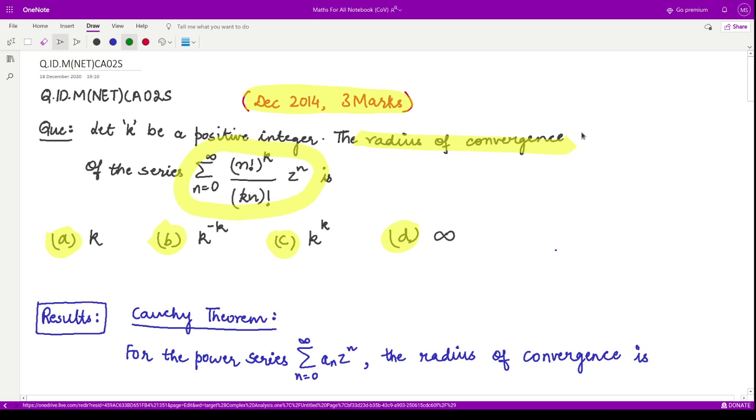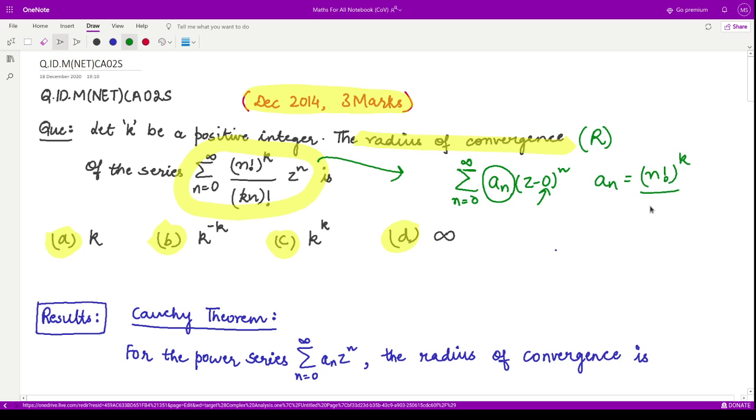So here, let us denote the radius of convergence by the letter capital R, and in this power series, we can write it in this form: sum n varies from 0 to infinity, a n z minus 0 raised to power n. So the power series is about the point 0, and this is the coefficient term. So what is a n? A n in this case is n factorial raised to power k divided by kn whole factorial. So this is the given information to us.